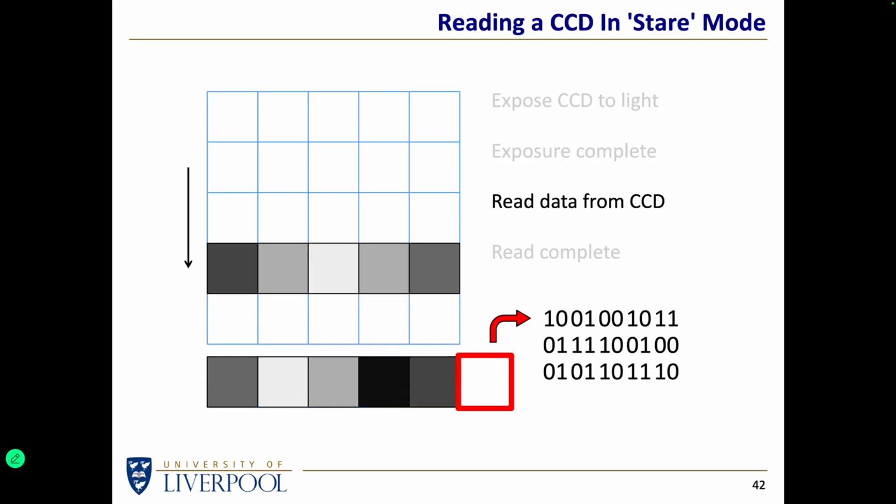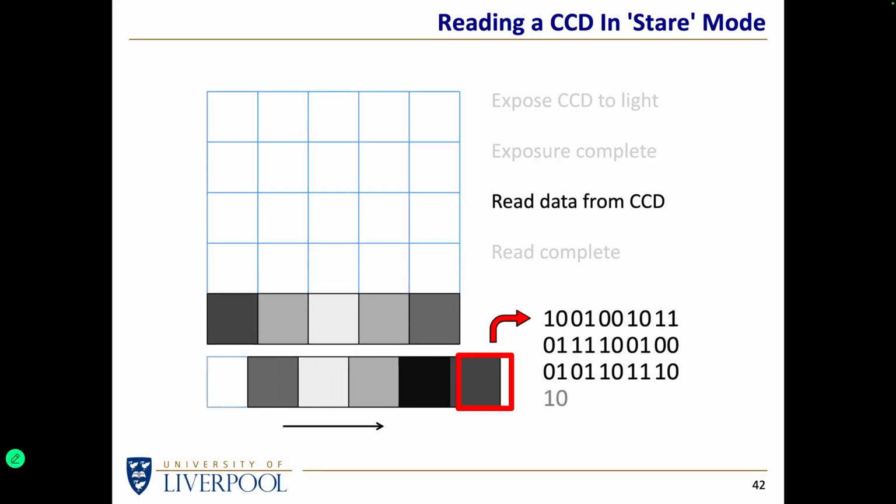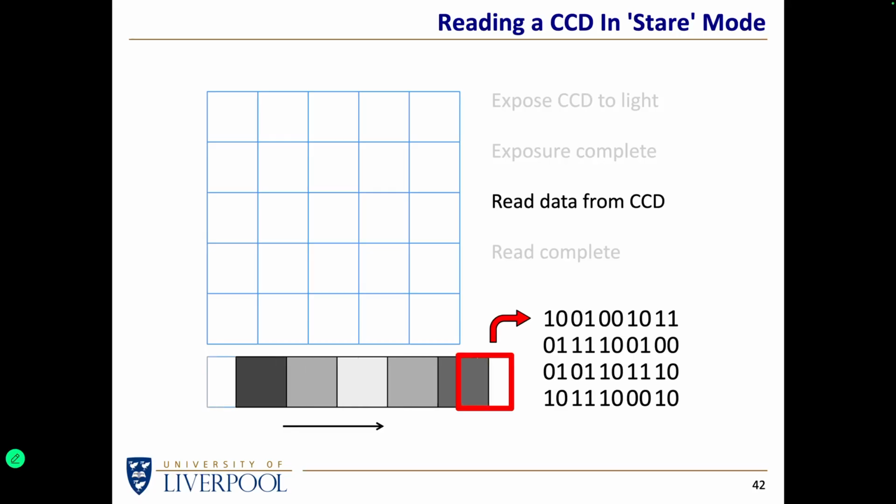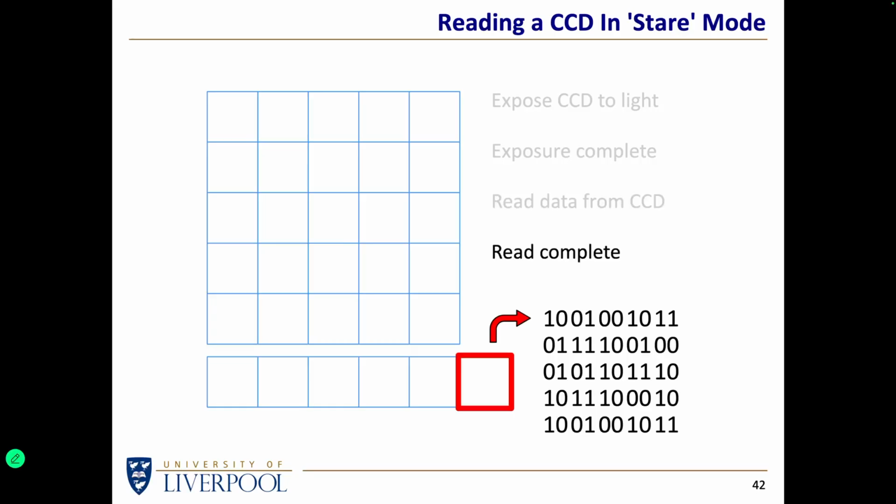It might take a millisecond or so to move a row down, and it might take a microsecond to read out each pixel and convert it into digital numbers. Once the last row has been read out, we now have an array of numbers that corresponds to the amount of light that arrived in each pixel of the image. Of course, it's shown as a 5x5 grid here. In practice, it will be millions of pixels, depending on the particular detector we're talking about.